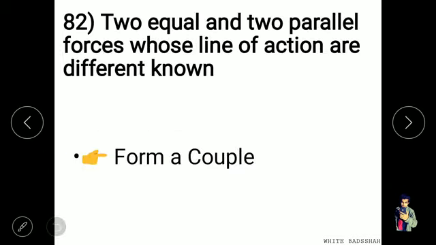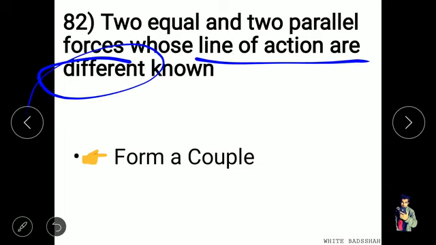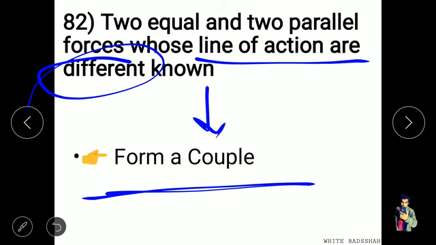Now, two equal and parallel forces whose lines of action are different form a couple.